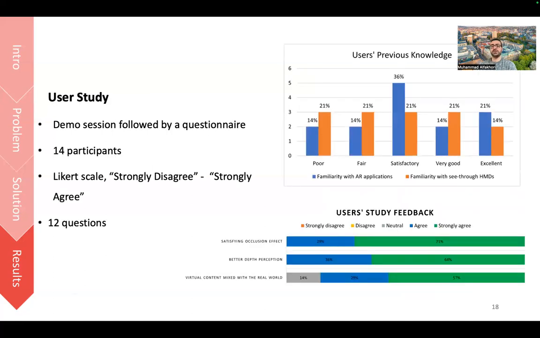For the second method, we had a user study with 14 participants. We started with a demo session and gave them the chance to try the final application and the occlusion shaders as well. After that, they were asked specific questions: whether they are satisfied with this occlusion effect, whether they feel they have better depth perception, and whether the digital virtual content is mixed with the real environment, not separated from it. You can see the positive feedback from all the users.